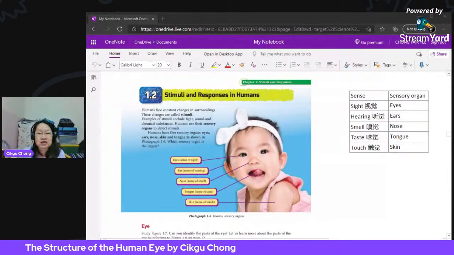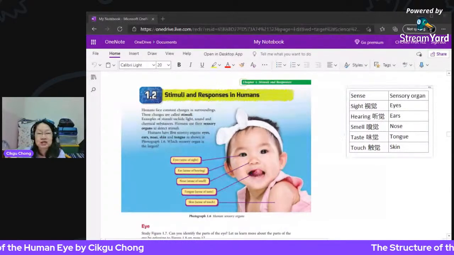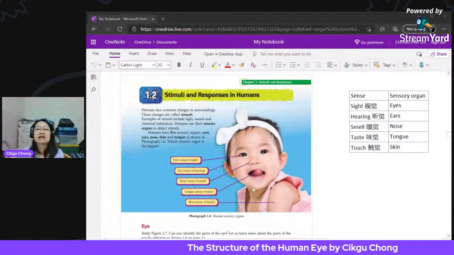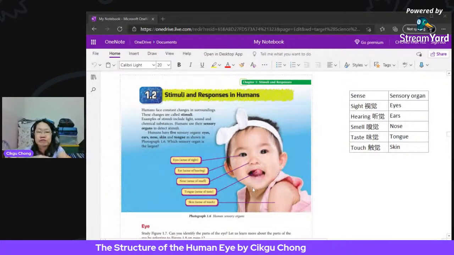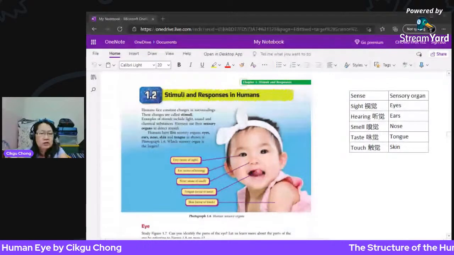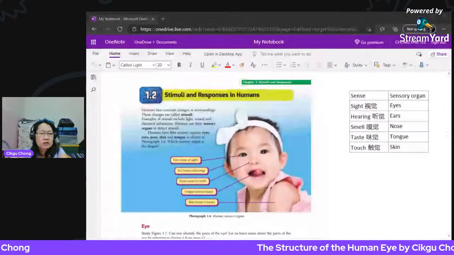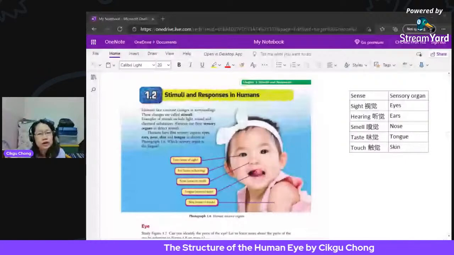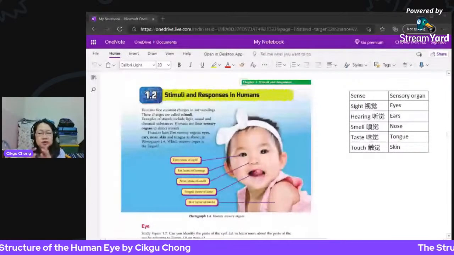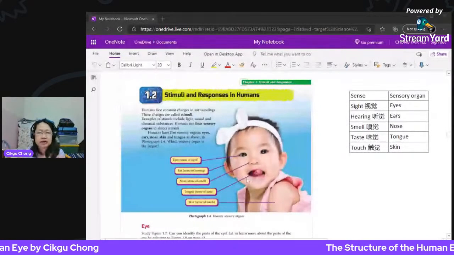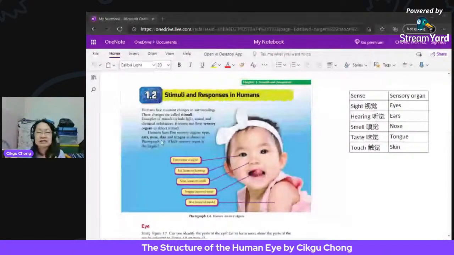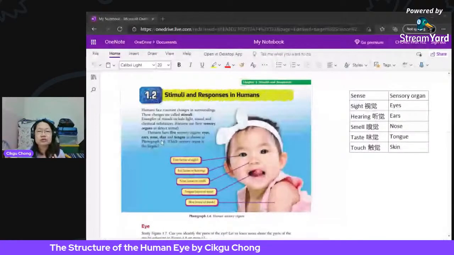It is T-O-N-G-U-E. And lastly, we have one more sense we call 触觉, that means touch. You can feel whether it is hot or cold, whether it is hard or soft. You can feel pressure, whether it's smooth or coarse, 粗啊或者滑啊. This is because of your skin. So your skin is a sensory organ. You have to memorize the five types of senses we have, and also the five types of sensory organs.